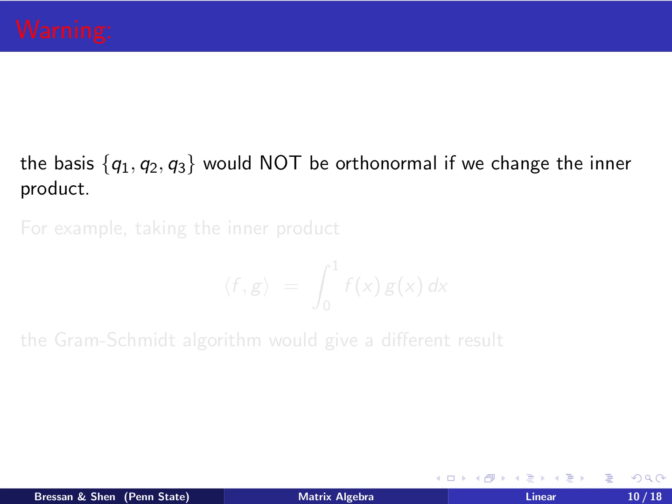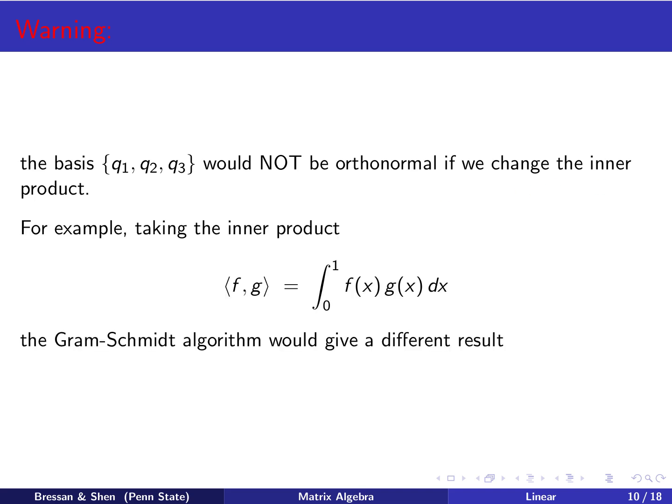So a word of warning before we proceed: for this space of functions, everything depends on the inner product. The basis we have here, Q1, Q2, Q3, would not be an orthonormal basis if we changed the inner product. For example, instead of taking the inner product from -1 to 1, if we define an inner product from 0 to 1, then you can carry out the Gram-Schmidt algorithm and you will get a very different result.